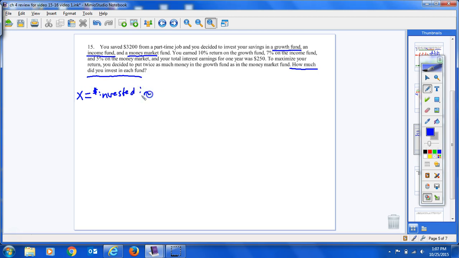in growth. That's the growth fund. Y is the amount invested in the income fund. Invested in income. And Z is the amount invested in the money market.